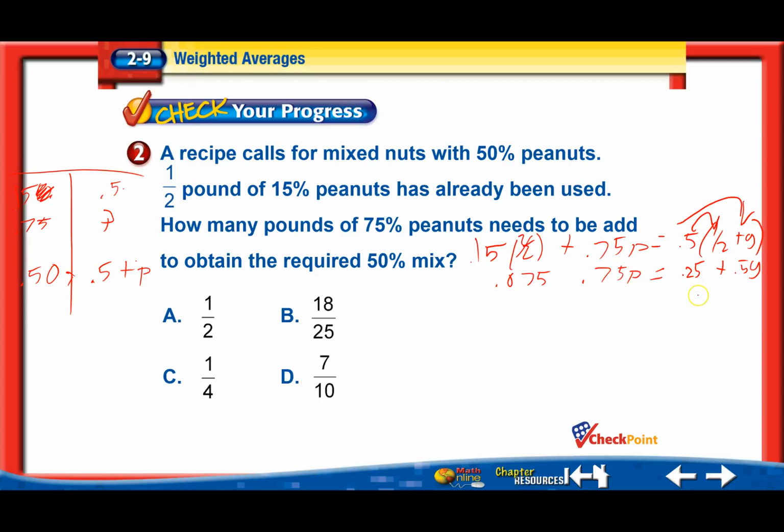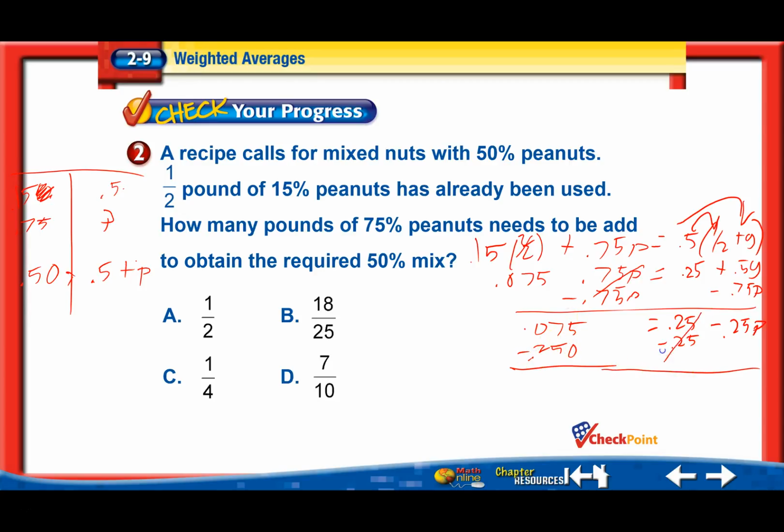Okay, here's where it gets a little bit confusing because we're going to have some negatives no matter what we do. So I'm going to take the p's over first. 0.75p minus 0.75p. These cancel. So that would come out to negative 0.25p. And I'll bring down this 0.25 equals 0.075. I'm going to subtract 0.25 from here, subtract 0.25 from here. Remember, that's how those would actually line up. Those would cancel.